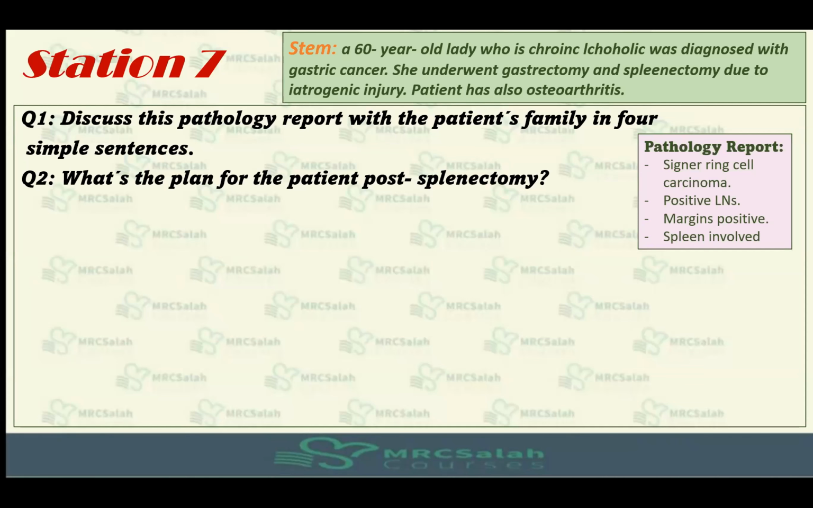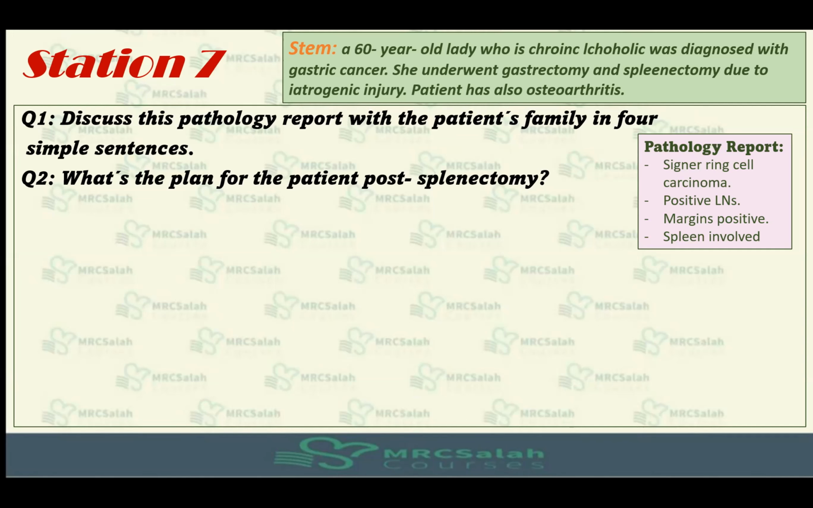The patient needs to be vaccinated for at least 2 weeks after the operation. Okay, which kind of vaccines would you give this patient? Vaccine for polysaccharide capsulated organisms like Neisseria meningitidis or Haemophilus influenzae or Streptococcus pneumoniae.